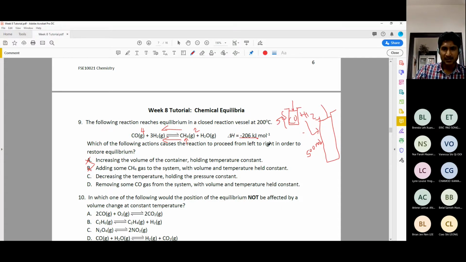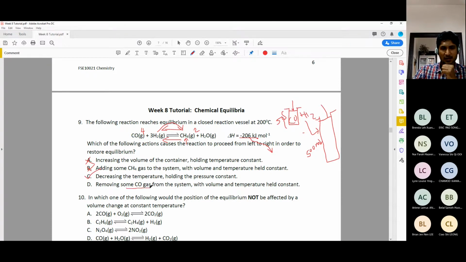So what will happen is, since it's an exothermic reaction, the heat is removed from the system. So more heat will be produced. How will more heat be produced? Of course, the reaction has to go forward. Only then will the heat be produced. So to produce more heat, the reaction will go forward. So C is the correct answer.